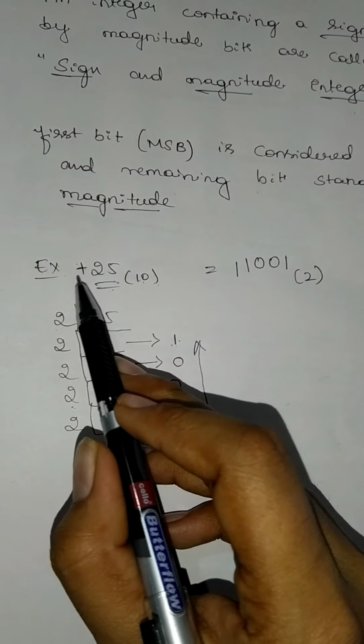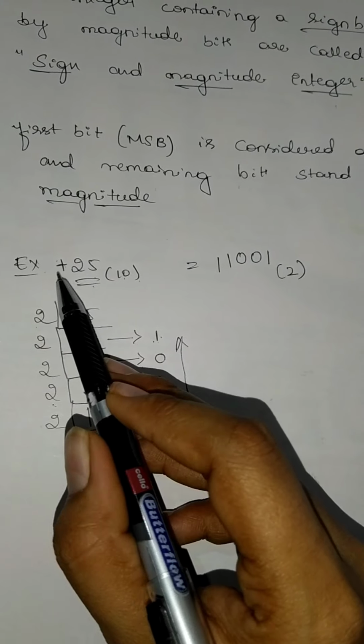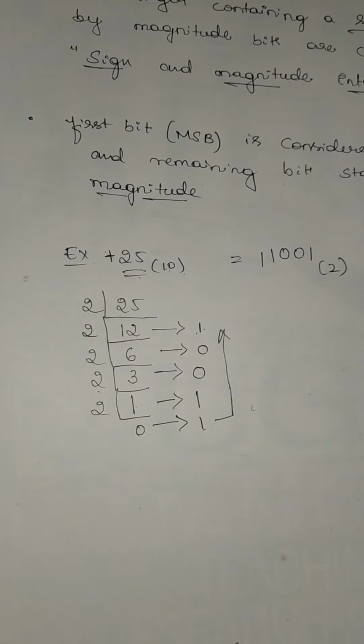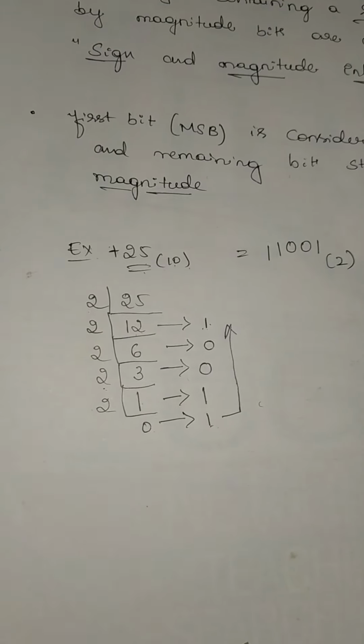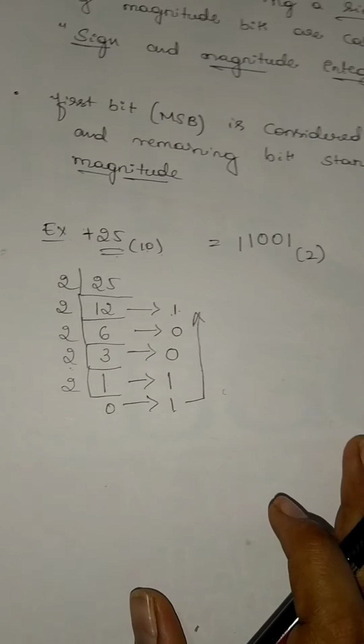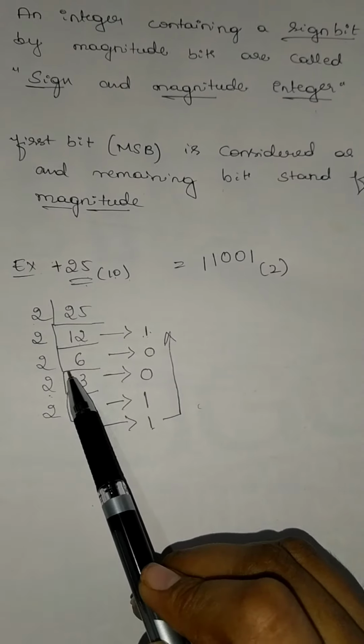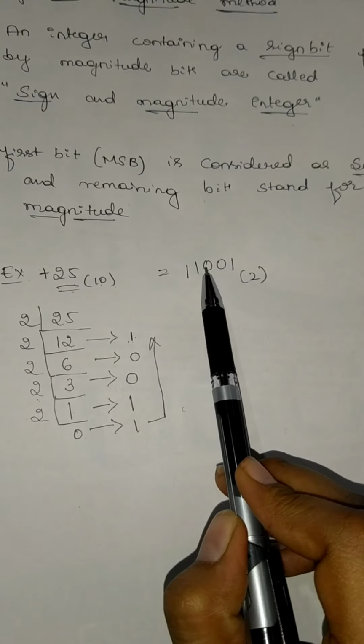So if a number is not given a sign bit, then consider it as a positive number. So if you have a negative sign, then it is a negative integer. Okay, so this is regarding how to convert any given decimal number into binary in order to get these bits.